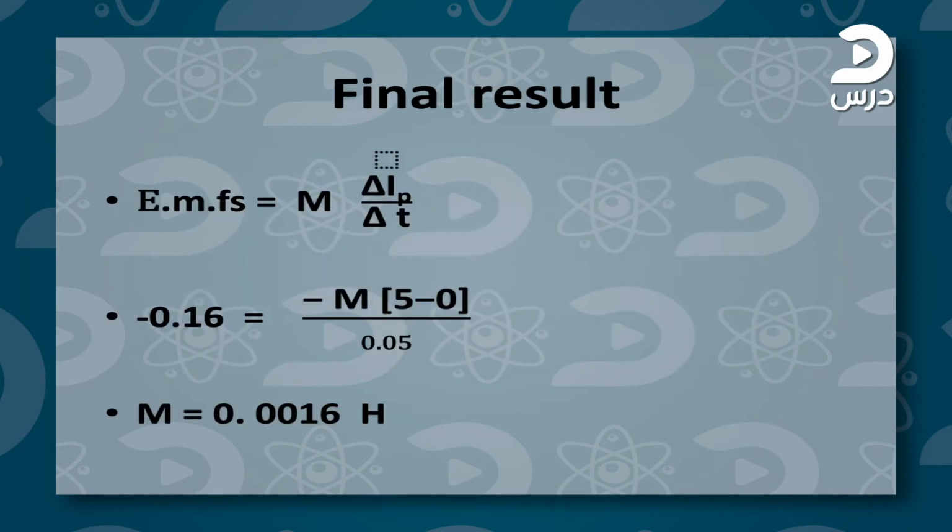But the EMF equals the mutual induction coefficient. So EMF equals negative mu delta IB over delta T. So 0.16 equals negative mu multiply 5 minus 0 divided by 0.05, which equals 0.0016 Henry.